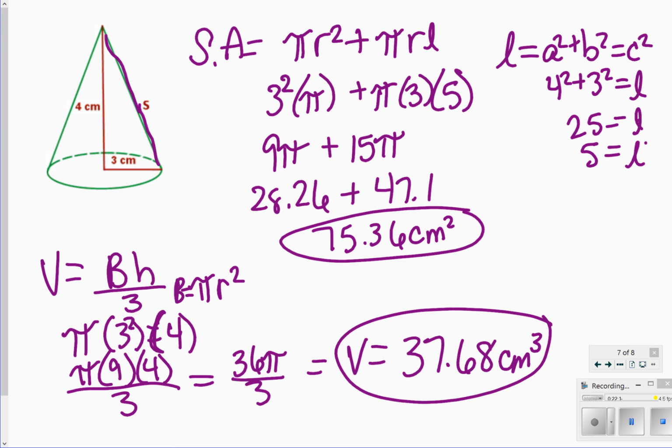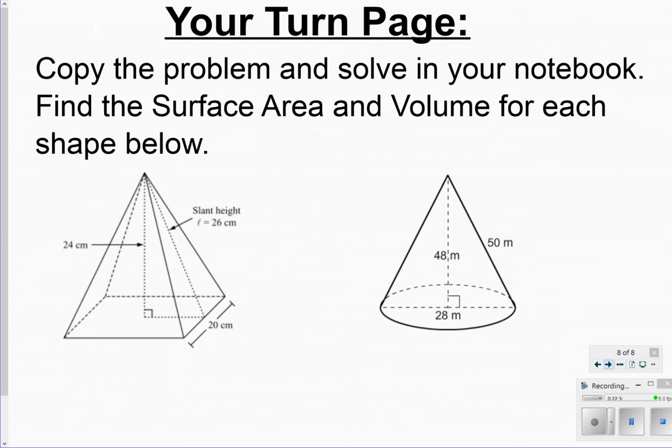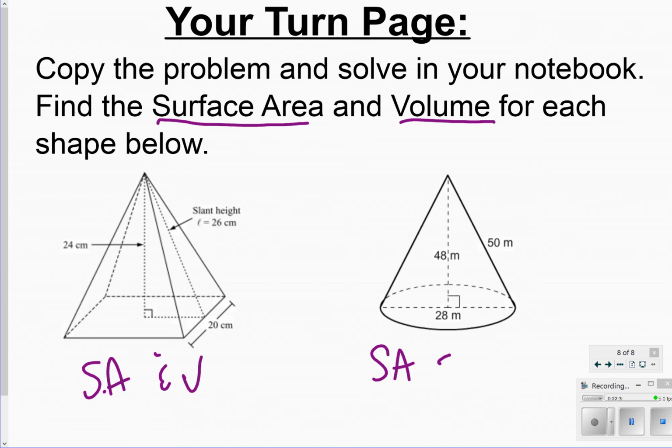Very good. Well, I know this is kind of a long video. I apologize. It's our last one. For the Your Turn page, copy these two shapes into your notebook. And I want you to find the surface area and the volume for both. So surface area and the volume for the pyramid, and surface area and the volume for our cone. And we'll go over our answers and talk about any questions you still might have.